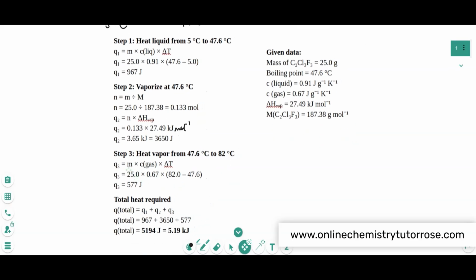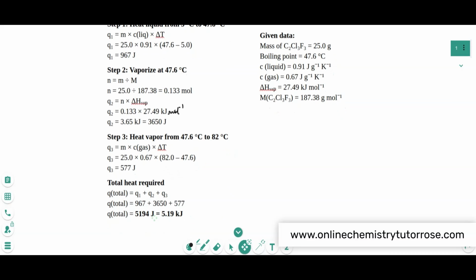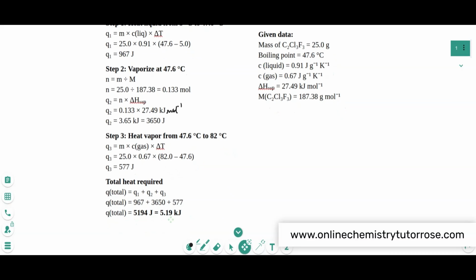The third step, mc delta T, but I use the specific heat for the gas, which is 0.67 joules per gram Kelvin, and from a final temperature of 82 minus the initial 47.6. And Q3, this is what I get. For the total heat, I add them all up in joules and divide by 1000. This is the answer in kilojoules.